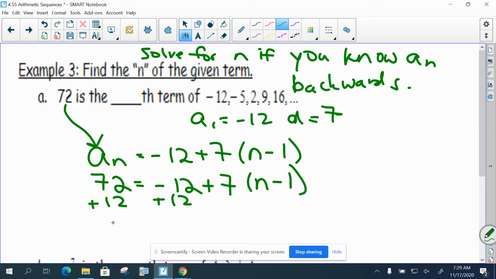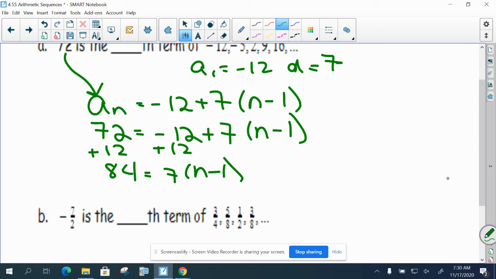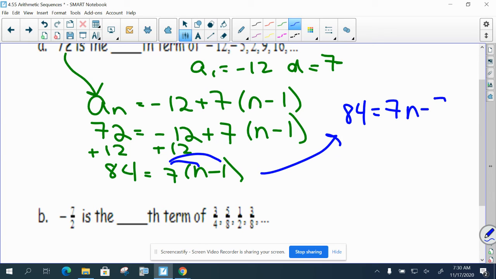So then you've got 84 equals 7 times n minus 1. So one option is you can divide both sides by 7, but a lot of times students will want to distribute the 7, and that's totally fine. So let's distribute the 7. So I'm going to write up here, 84 equals 7n minus 7. Okay, and then solve for n, a two-step equation.